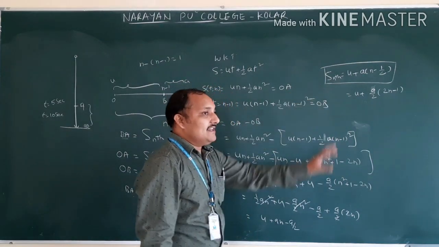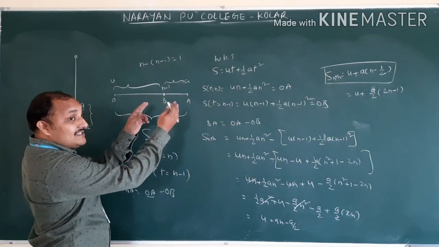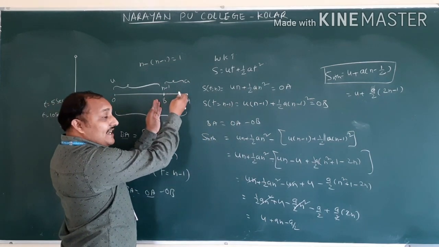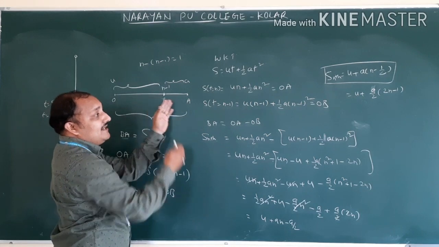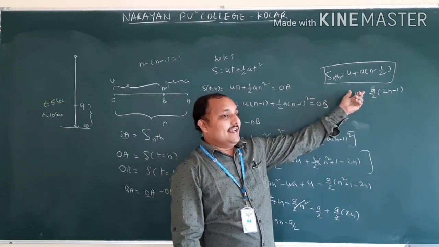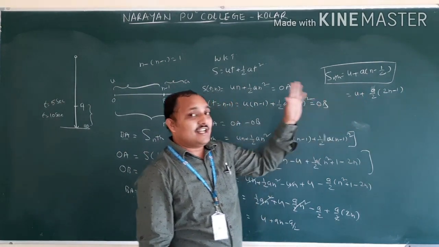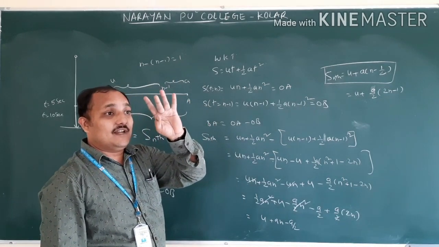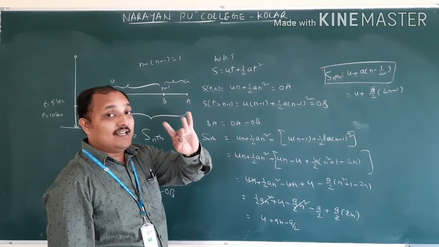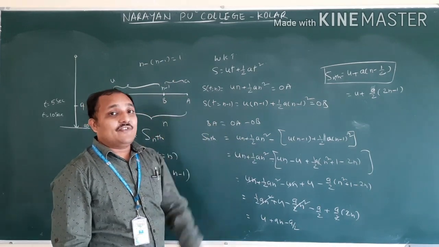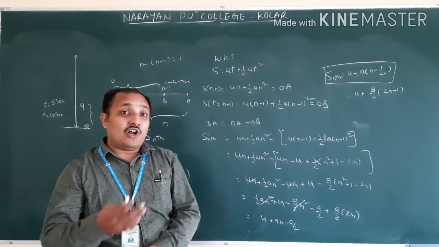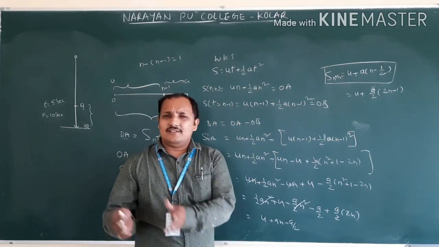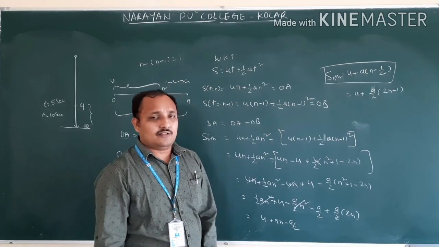Why I gave this derivation: the distance traveled in the last second is always this one. This derivation is not required for 5 marks, but v is equal to u plus at, s equal to ut plus half at square, and v square minus u square equal to 2as derivations are required from the graphical method. If you want to see them without the graphical method, they are already given in our material, but those derivations are not required for us.